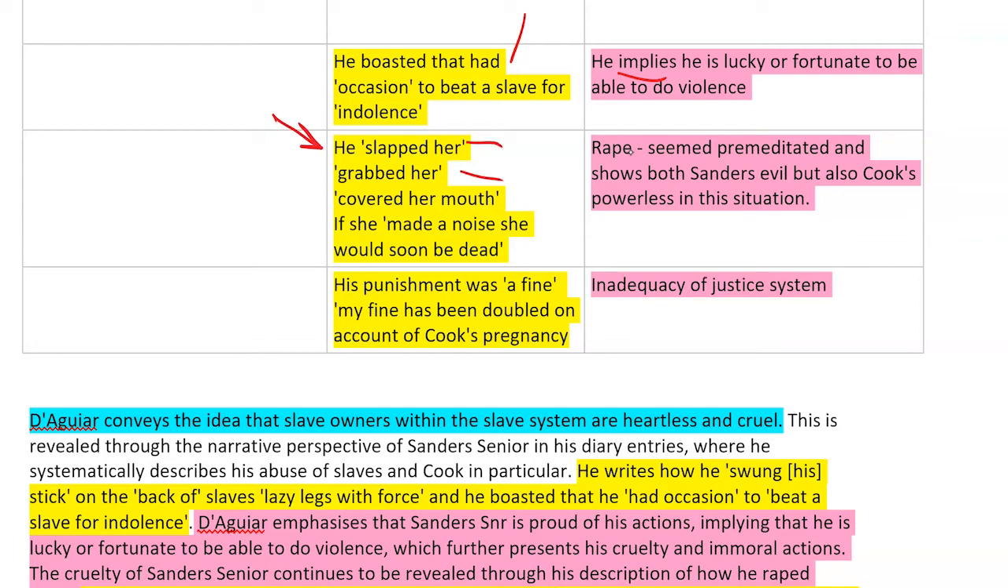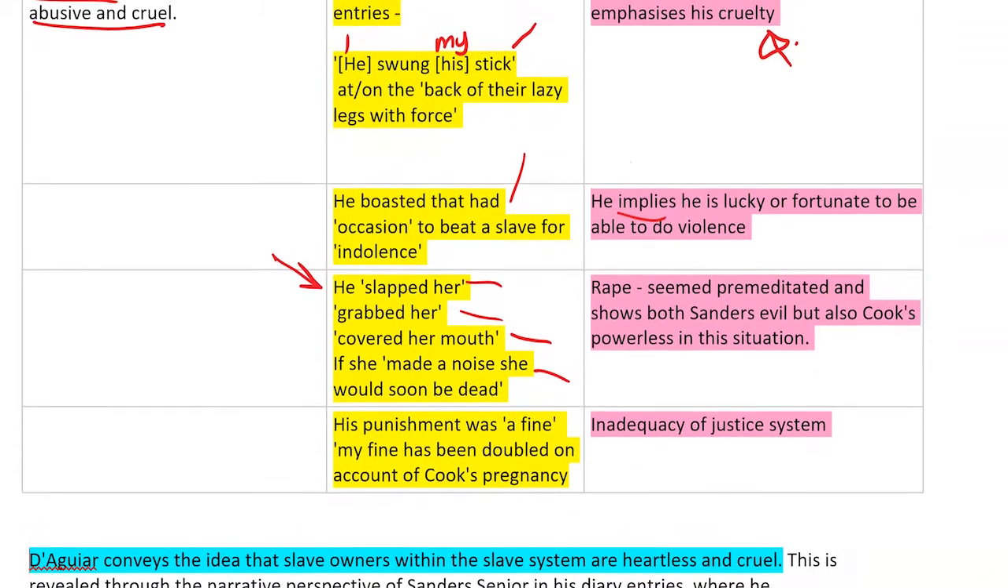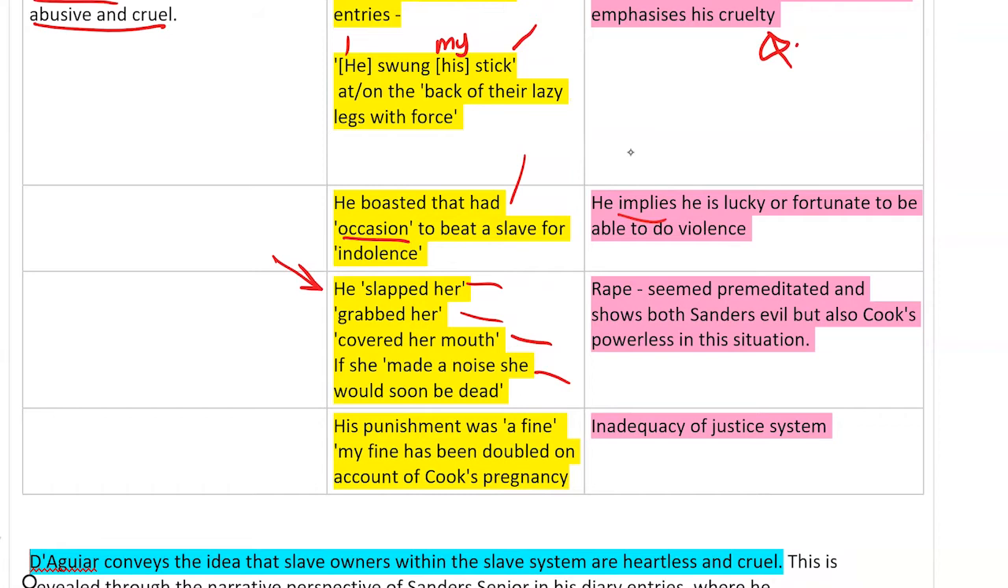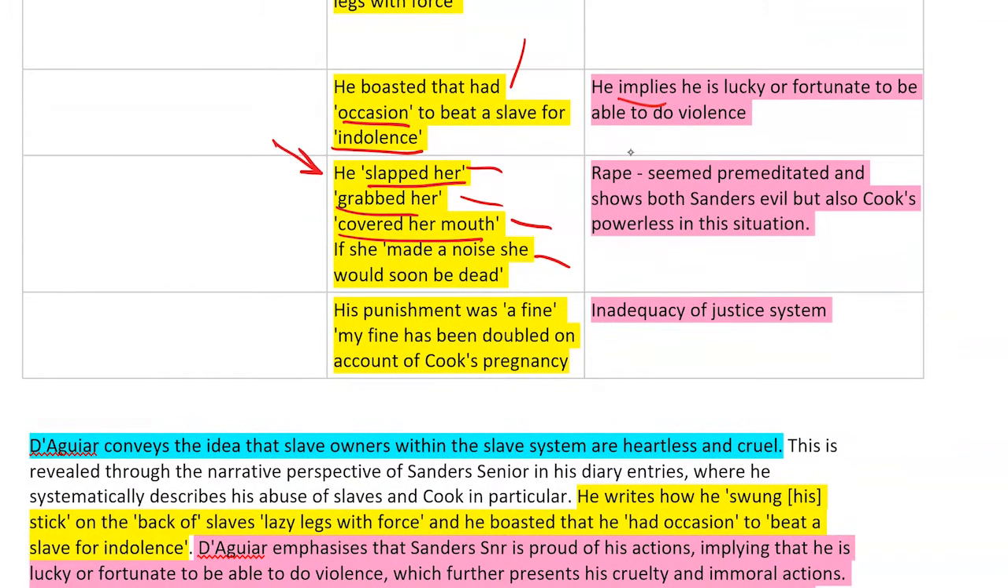He slapped her, grabbed her, covered her mouth, and said if she made a noise, she would soon be dead. Notice there are bits outside the quotes and inside the quotes. You don't need long quotes. So you'll see the way that I've collected these. I've just taken one word, two words, three words at a time, and then you can rearrange them however you like in a paragraph. And the rape seems premeditated and shows both the evil of Sanders Sr., but also Cook's powerlessness in the situation.